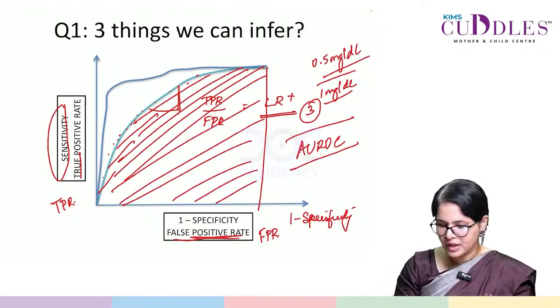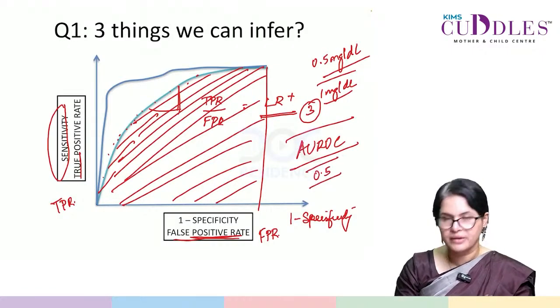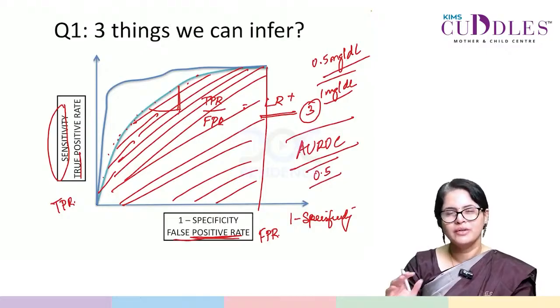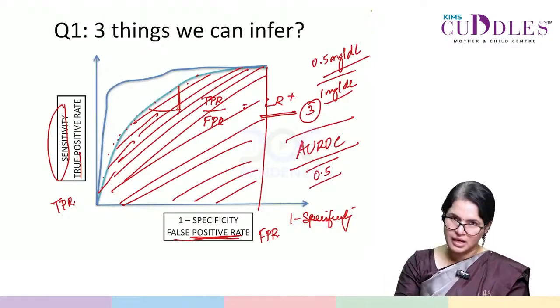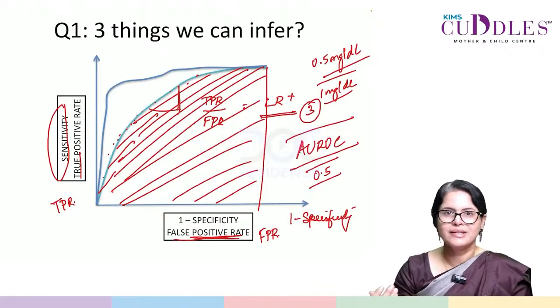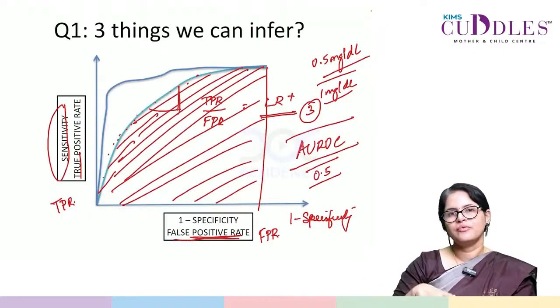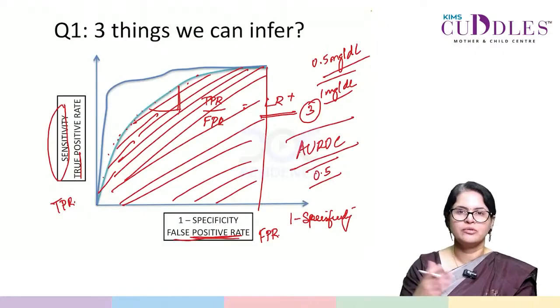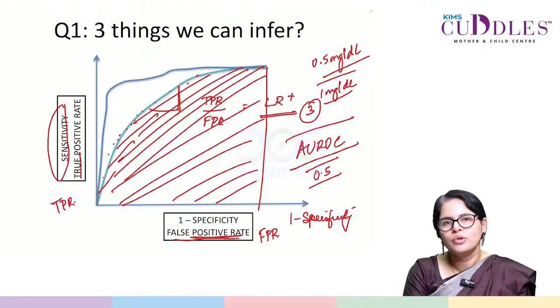Usually an AUROC of around 0.5 is considered weak discriminating ability, because it is as good as tossing a coin. So doing the test is like tossing a coin. Heads versus tails, you have a probability of this being true disease versus not truly diseased.